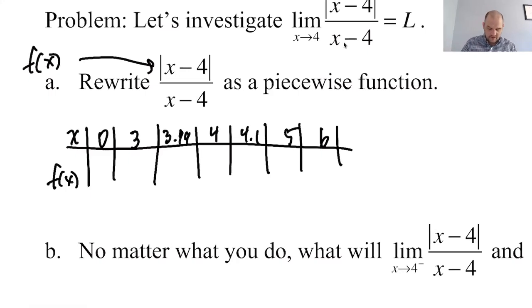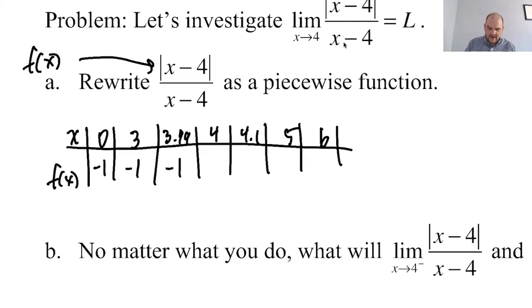Let's fill it in. If I plug in 0, I get the absolute value of -4, which is 4, divided by -4, so I get -1. If I plug in 3, I get the absolute value of 3 minus 4, which is -1. The absolute value of -1 is 1, divided by -1, so that's -1. At 3.99, I get -0.01, and the absolute value of -0.01, which is 0.01, divided by -0.01 is -1. At 4, I just get 0 over 0. This does not exist.